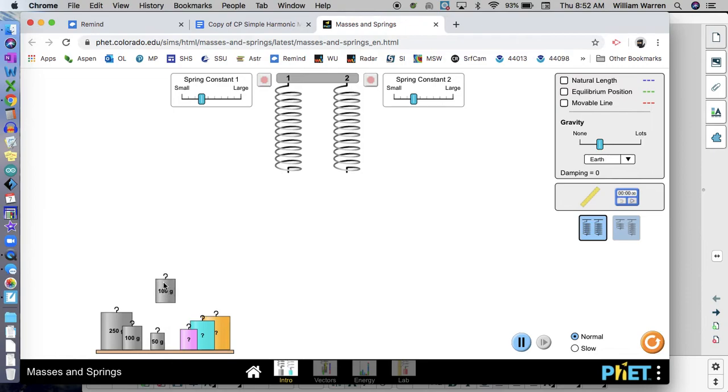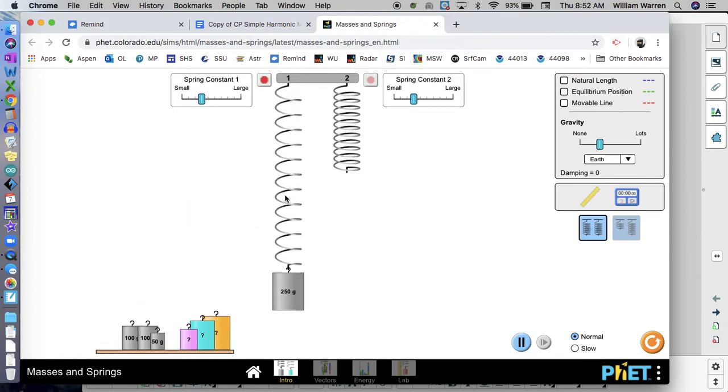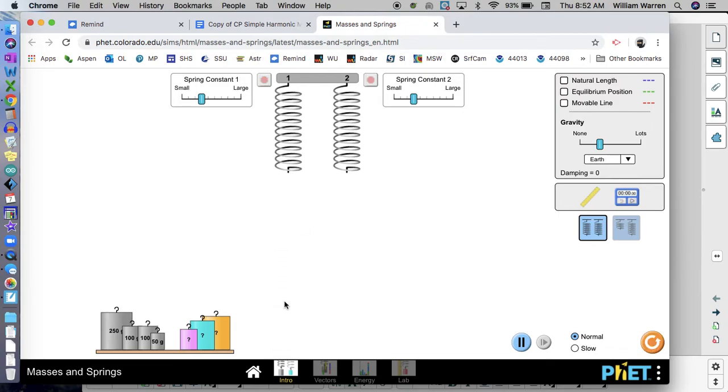Now, we have numbers for the 100 gram, right? I don't know, let's put this guy on there. Now measure that. The mass is higher. What's up with the period? Does it take longer or shorter? What's up with the frequency? Is it happening more quickly or less, more times per second or fewer times per second?